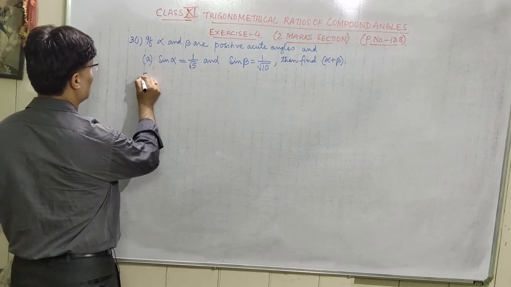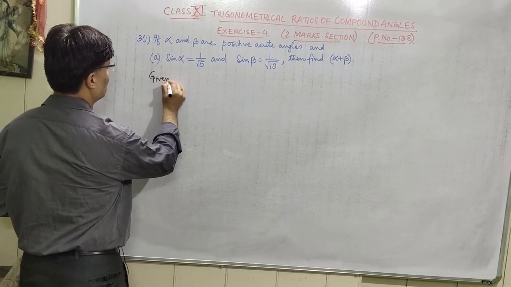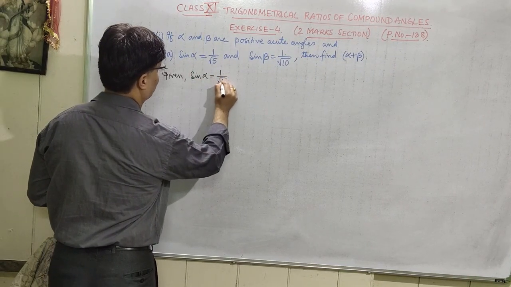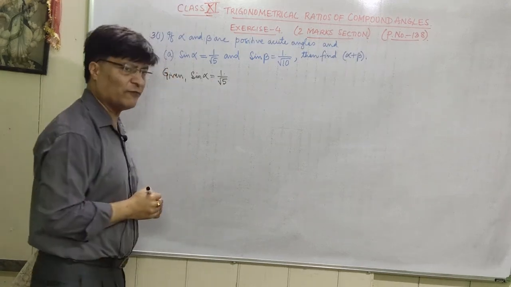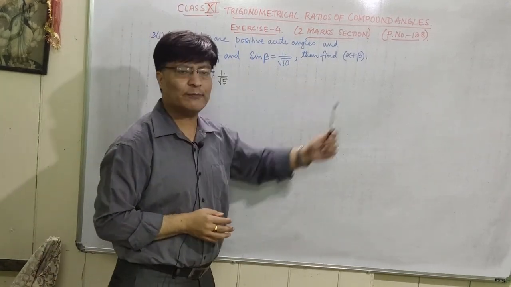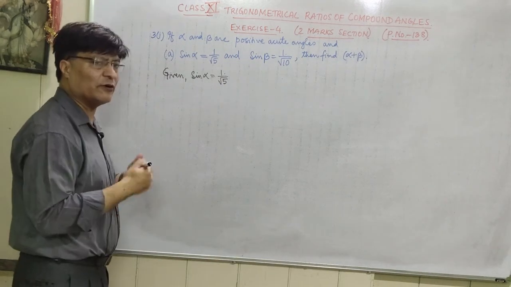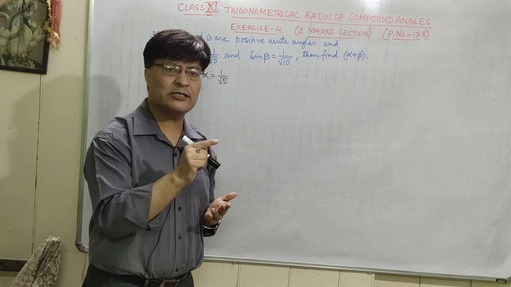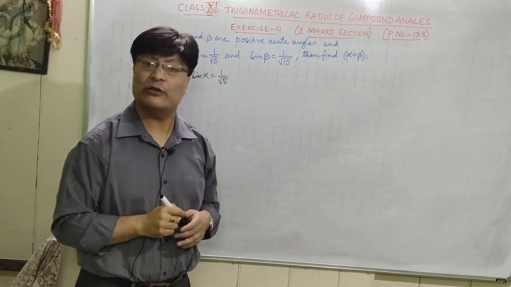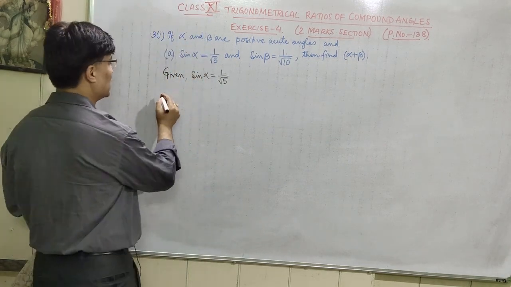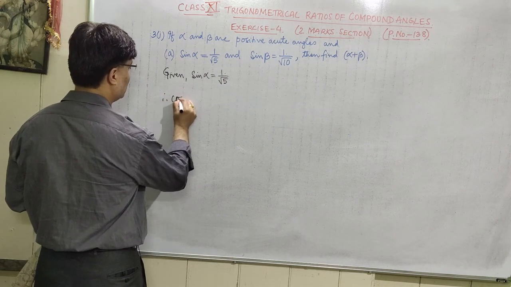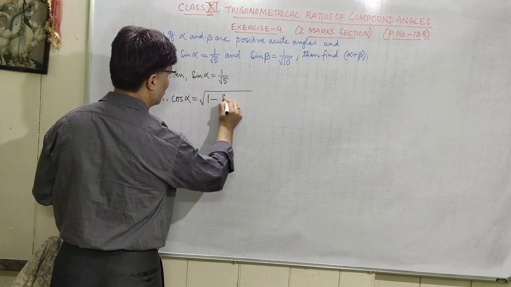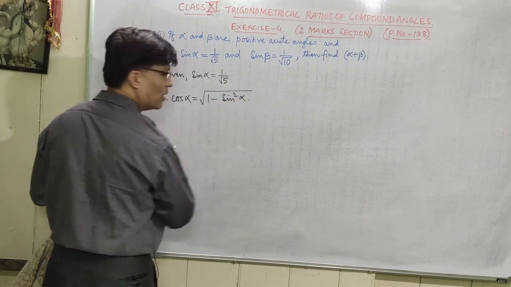Okay, so here given is sine alpha is equal to 1 by root 5. So we have to find out cos alpha in order to get the value for sine of alpha plus beta. So let us get the value for cos alpha. What is cos alpha in terms of sine alpha? It is cos alpha is equal to root over 1 minus sine square alpha. You know that, isn't it? Since it is positive, so cos alpha is equal to positive square root of 1 minus sine square alpha.